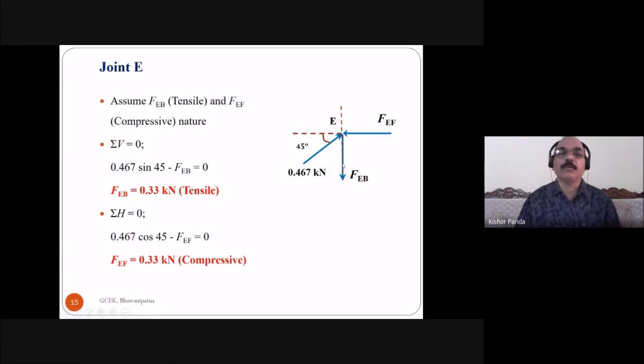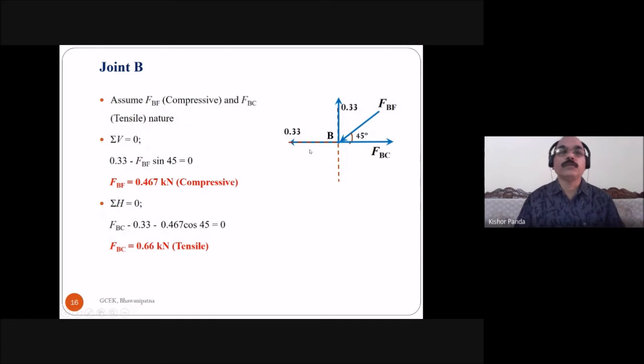Similarly, take the summation of horizontal force is equal to 0. So this is one horizontal force. I take the horizontal component of this inclined force. This is 0.467 cos 45 minus FEF is equal to 0. Then FEF is equal to 0.33 kilonewton, and here also you got the positive value, and the assumed direction is okay. So the FEF is equal to 0.33 kilonewton compressive.